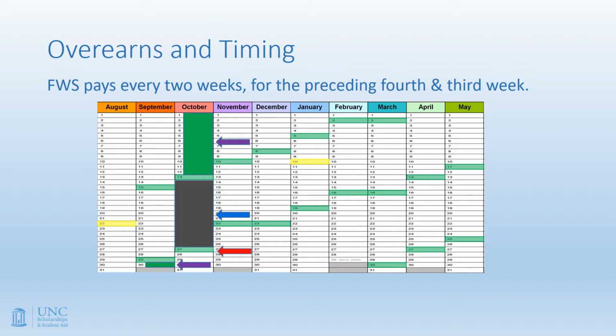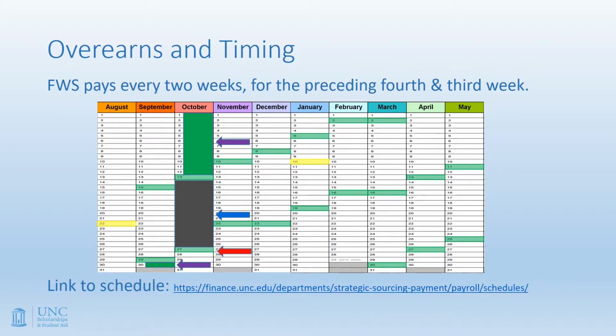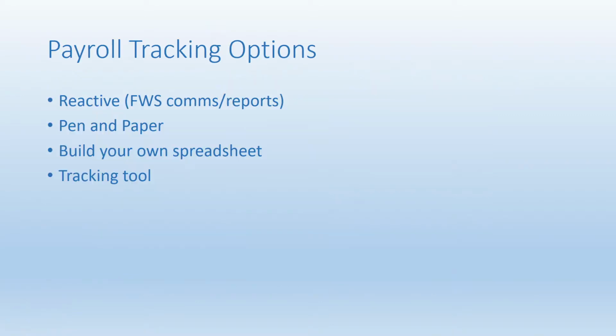For the record, if you would ever like to see the exact payroll schedule, you can find it under UNC's Finance Department. The website, if you want a direct link, is here, or you can simply Google UNC Finance pay periods. That will bring you to a series of schedules, and you are looking for the SHRA payroll period schedule. So that's why over-earnings occur. Let's talk about how to prevent them, shall we?